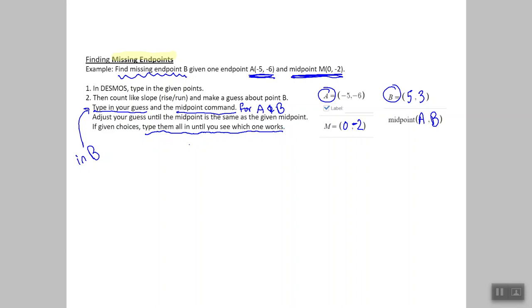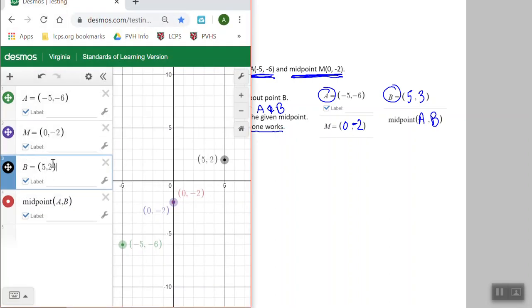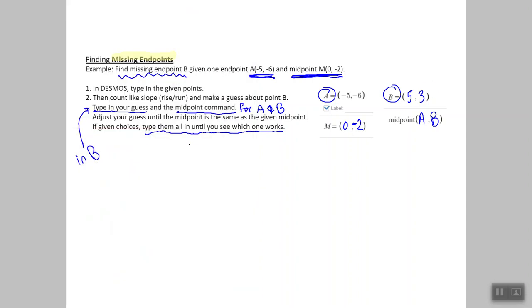Now I think I might have the wrong point B there. Let's fix that for our answer. We know that it's 5, 2. And that would be our answer if we were typing it in, 5, 2. Or if we were choosing the correct one, that's the one we would choose.